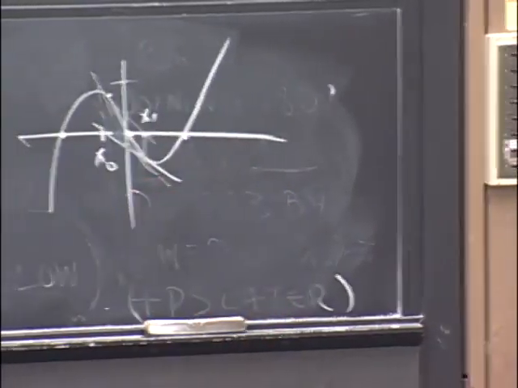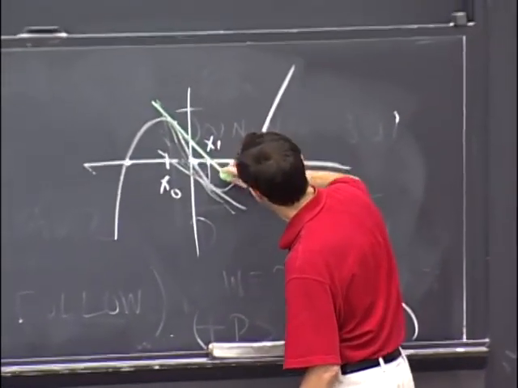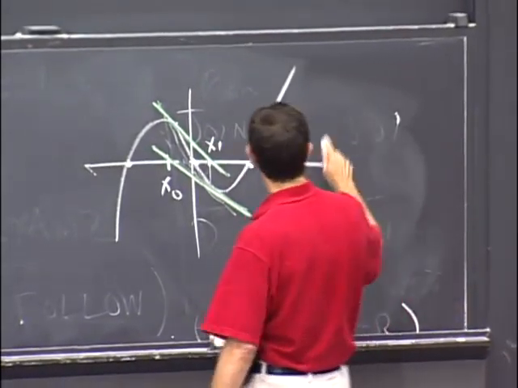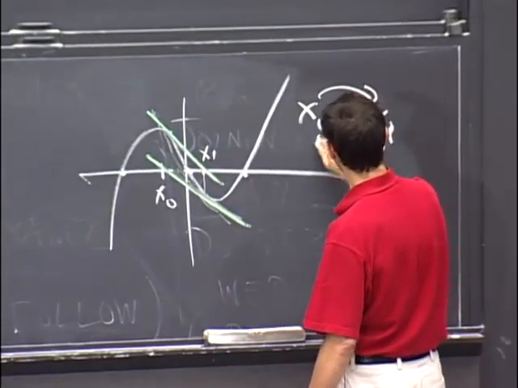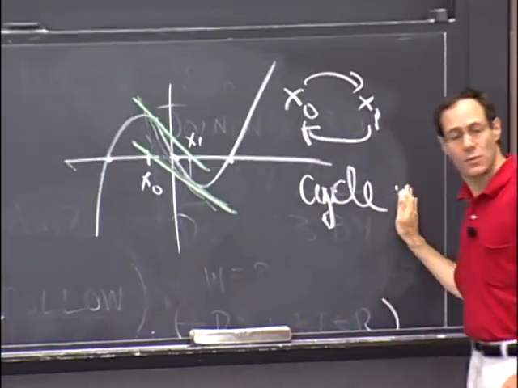So let me draw the 2 tangent lines so that you can see it properly. Sorry, I messed it up. So here are the 2 tangent lines, this guy and this guy. And it just goes back and forth. x0 cycles to x1, and x1 goes back to x0. We have a cycle. And it never goes anywhere.